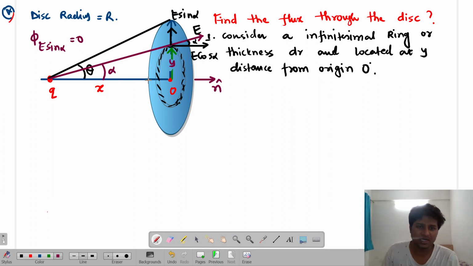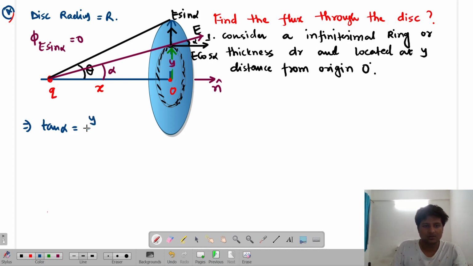But I have been given x and the capital radius R, isn't it? I have not been given this y variable, so I need to represent it somehow. So look over here, how to do it. See, can I take this tan alpha? Tan alpha will be perpendicular by base, y by x. So I can write y in terms of x because x is given to us. So y is x tan alpha, isn't it?